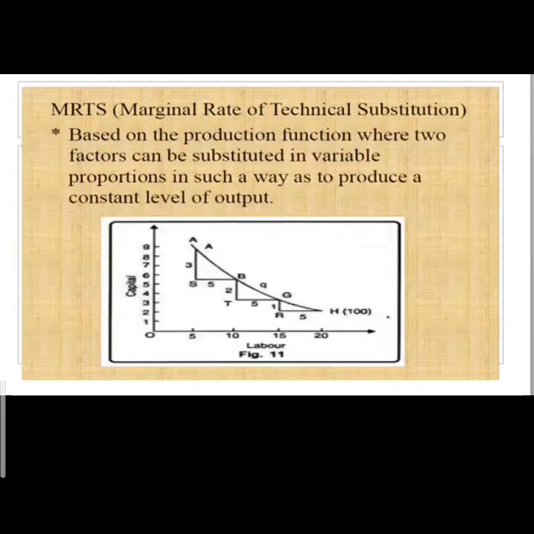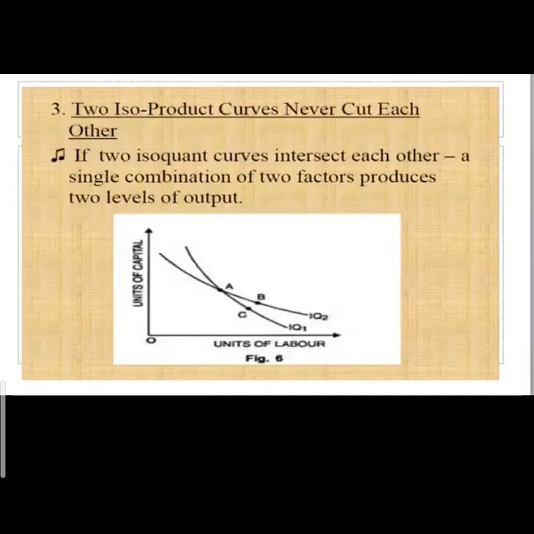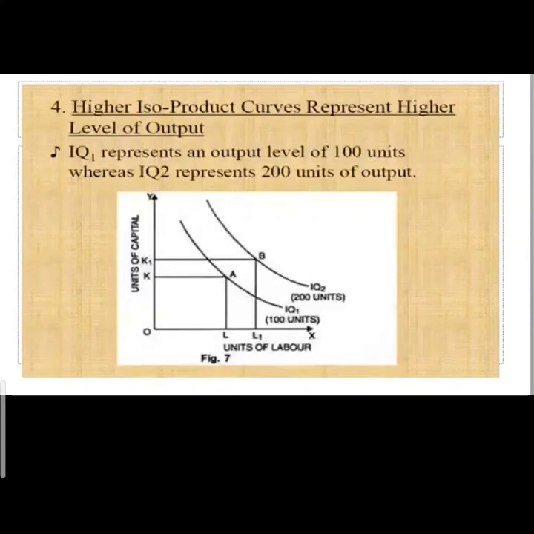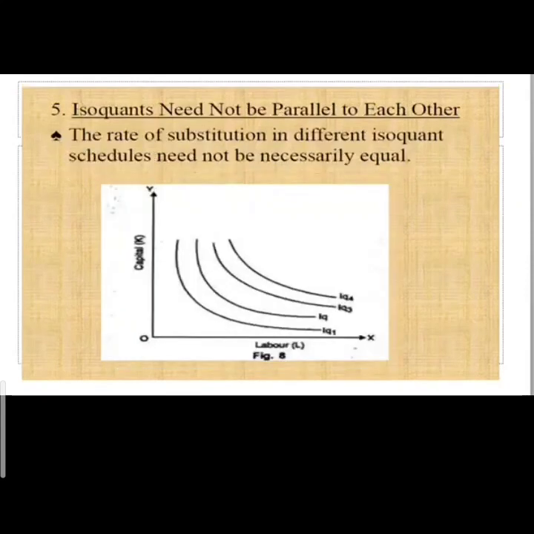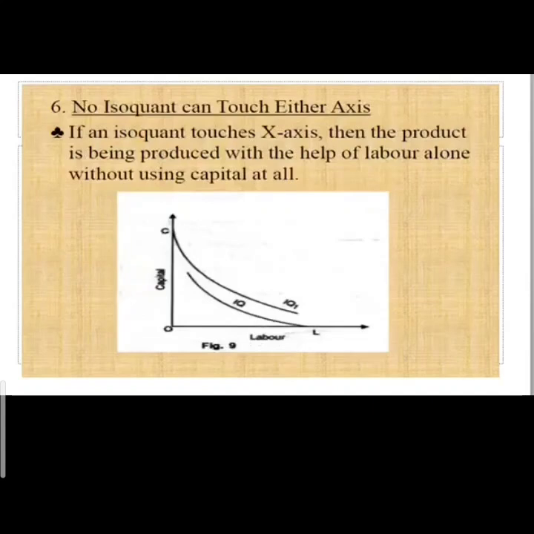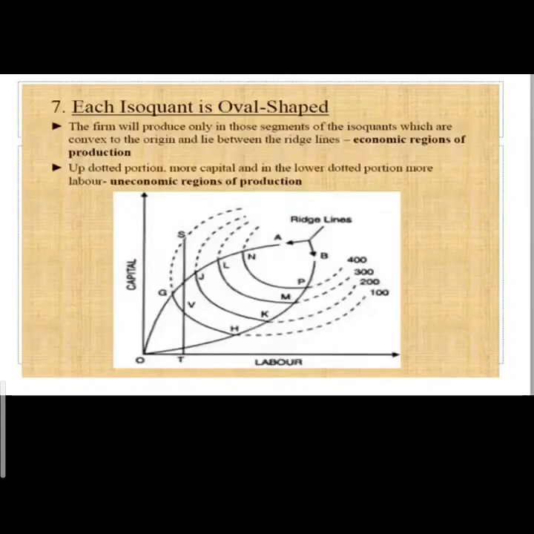Marginal rate of substitution is based on the production function where two factors can be substituted in variable proportion in such a way that we have a similar quantity of output. Two isoquant curves never intersect each other. A higher isoquant curve shows a higher quantity, as we have discussed before. On one map there can be many isoquant curves. No isoquant touches either axis. It means no isoquant curve will touch the x-axis or y-axis.